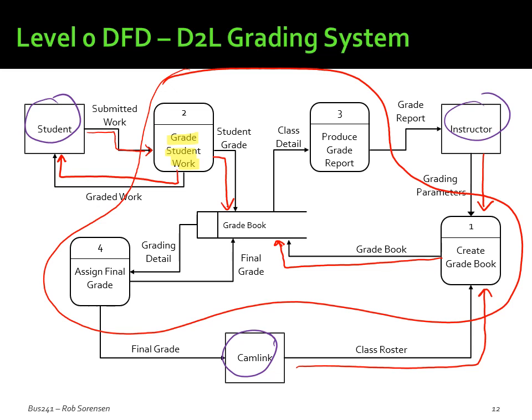And then number 4 over on the left-hand side, assigning the final grade. Well, how does that work? Well, we take data from the grade book, all the details. We develop and create a final grade, and that's fairly automatic within D2L once all the grades have been entered. And we put it in the grade book. We also somehow transfer that data to CamLink. And I said a minute ago, maybe I complained a minute ago, but I said that was a manual process, right?